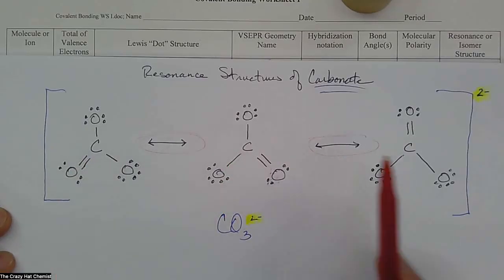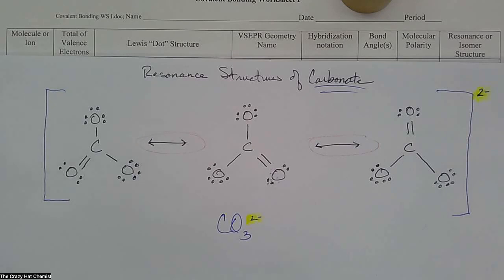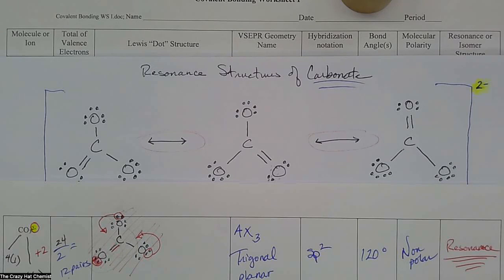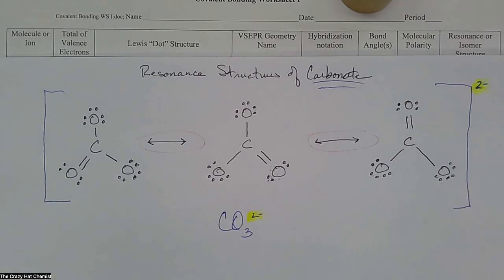I could have used any one of these 3 resonance structures to acquire the shape, the polarity, the bond angle, any of it. It's all the same. Okay, all right. That gives you an awesome foundation to do some Lewis dot structures. So we have some more Lewis dot structures to do.